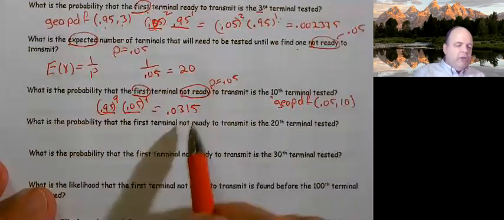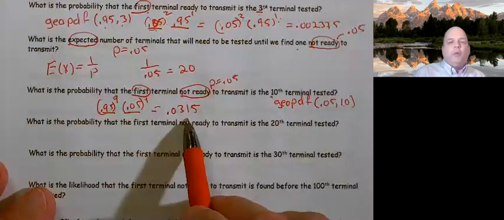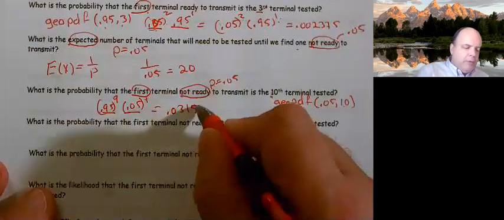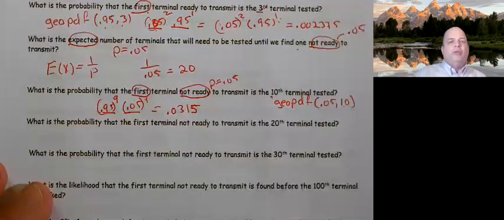By the way, please get used to going to 4 decimal places on probability. For probability purposes, please make sure you're going to 4 decimal places.